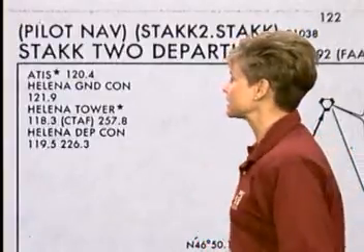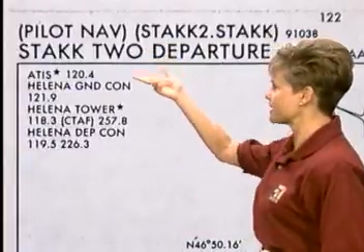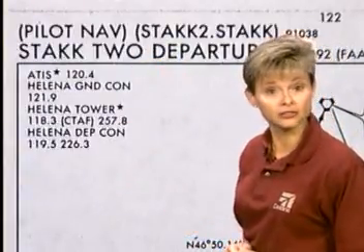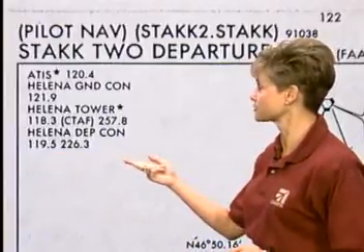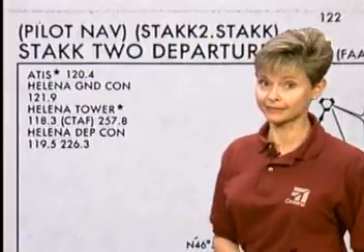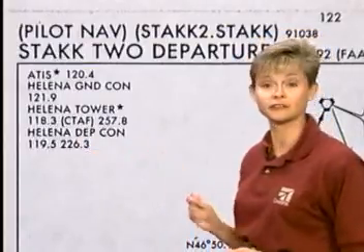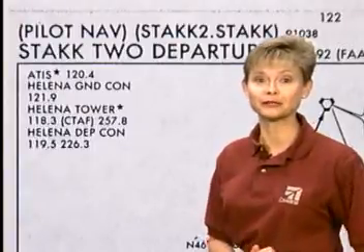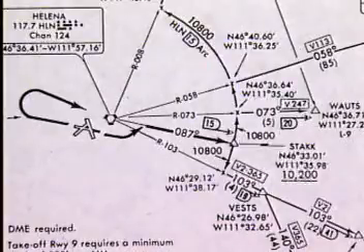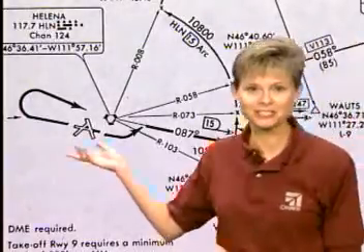Now, take a look in the upper left-hand corner. That's where you'll find the frequencies you'll use on this departure, including the frequency for departure control. But remember, when you're taking off on an IFR clearance, don't automatically switch to that departure control frequency. The tower will tell you when they want you to change frequencies. Let's take a look at the plan view area on this chart.